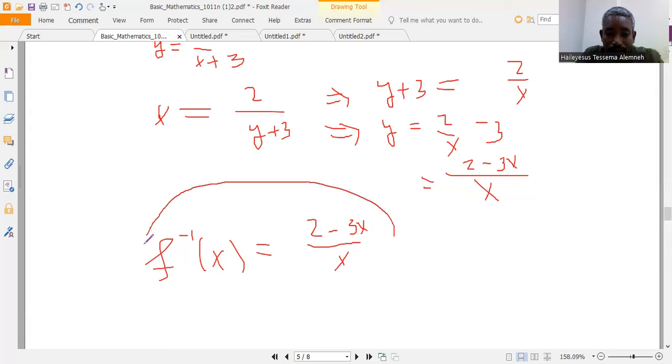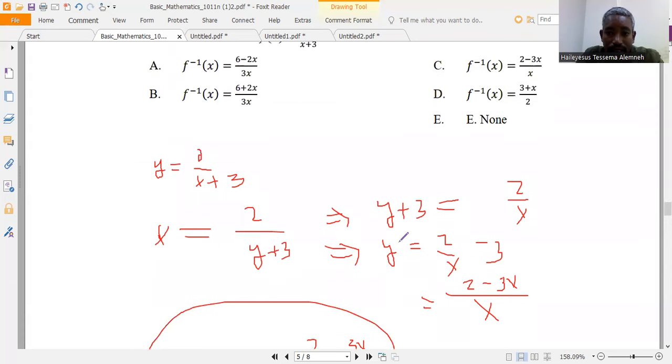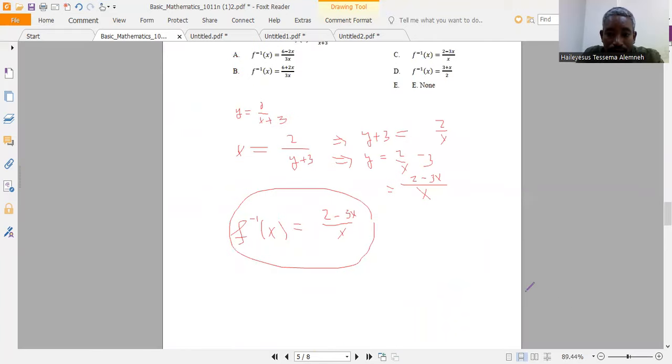What is this function in the alternatives? We can see 2 minus 3x over x is here. So from the set of alternatives, C is the inverse of this function. So today, this is enough. Then we will look at the next section, the remaining questions.